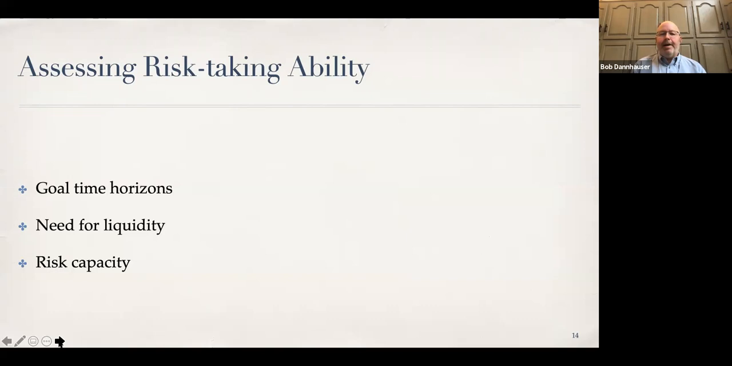So, closely related to age, but not necessarily exactly the client's age, because there are some goals that a client might have that extend beyond their expected lifespan. So philanthropic goals or legacy goals to succeeding generations.